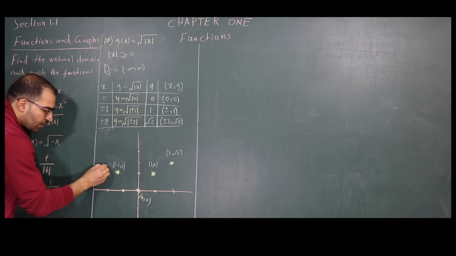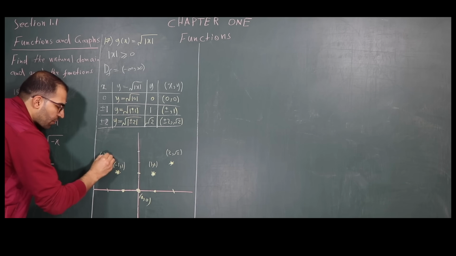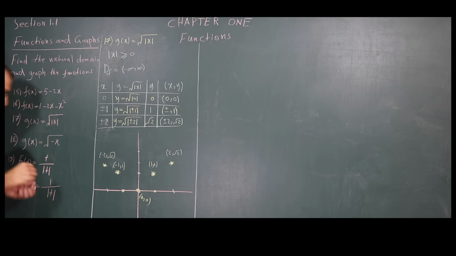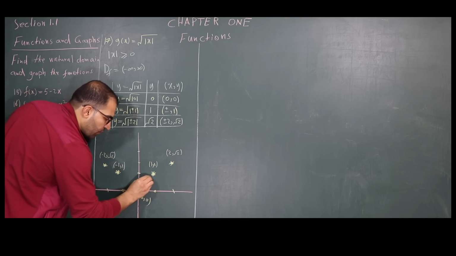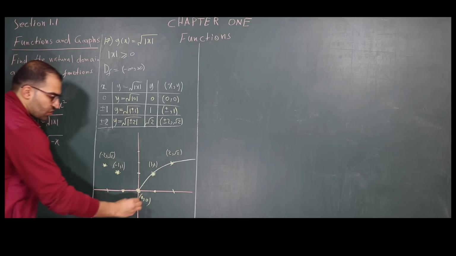Oh, my graph is not perfect, but I think it works. So the graph will be just a curve because it's a square root.